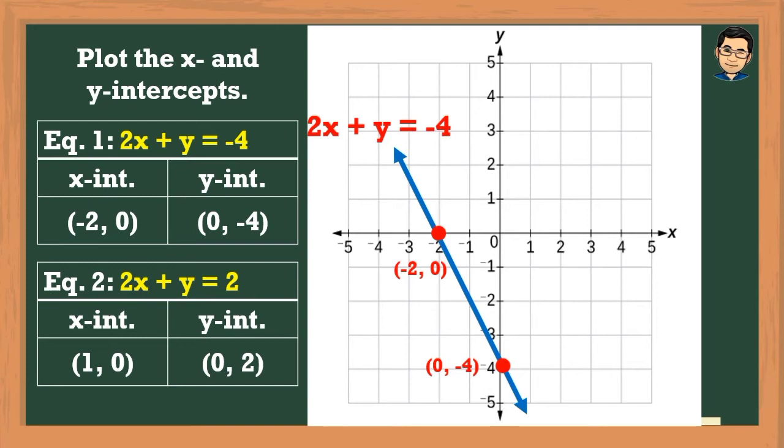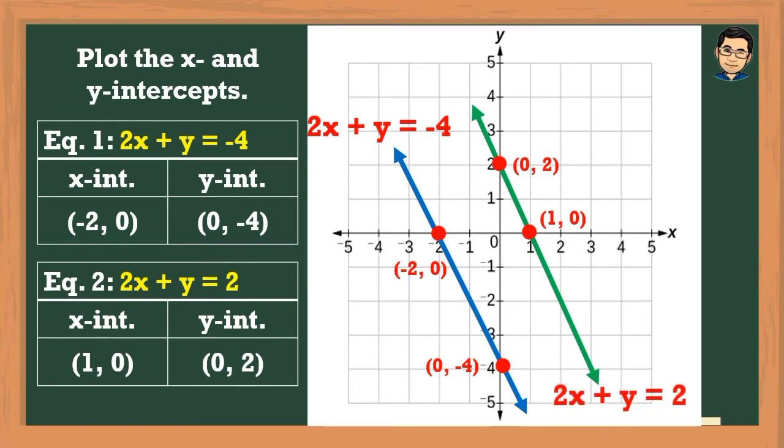And then, for the second equation, yung x-intercept is 1, 0. So, ayan po yung 1, 0. And then, yung y-intercept is 0, 2. Ayan po. Connect lang natin ulit sila. So, yan po ang graph ng 2x plus y is equal to 2.